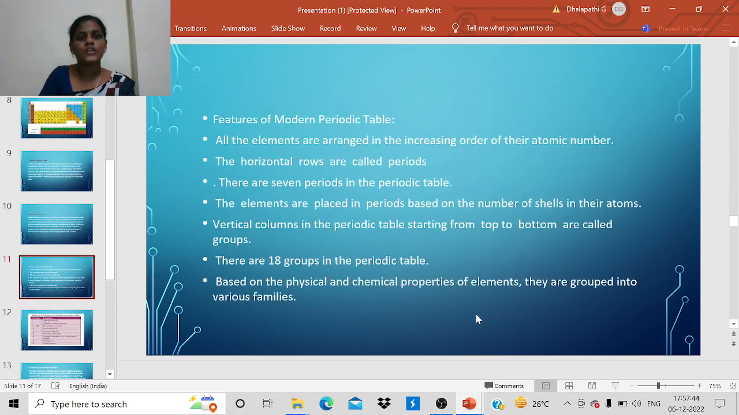Features of the modern periodic table. All the elements are arranged in the increasing order of their atomic number. Horizontal rows are called periods and there are 7 periods in the periodic table. The elements are placed in the periods based on the number of shells in their atoms. Vertical columns in the periodic table, from top to bottom, are called groups. There are 18 groups in the periodic table. Based on the physical and chemical properties of elements, they are grouped into various families.